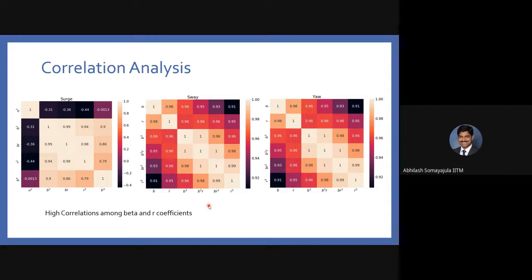If beta square is getting identified, then that clearly tells us that we need more maneuvers. We need an equal number of maneuvers for the port and the starboard side.